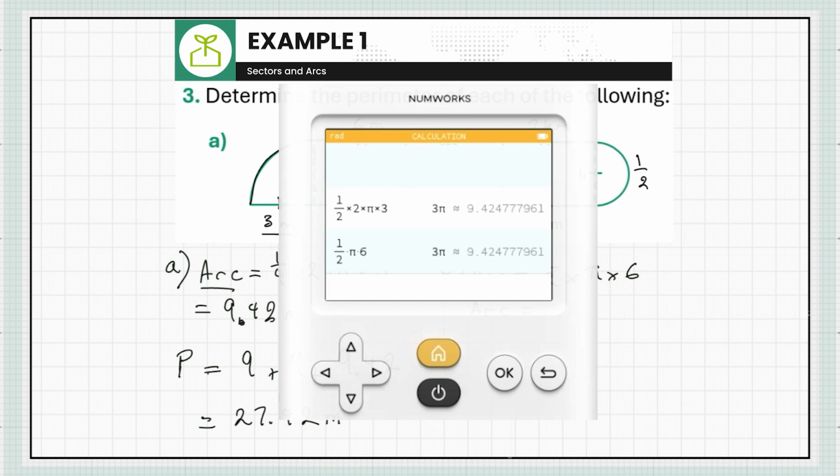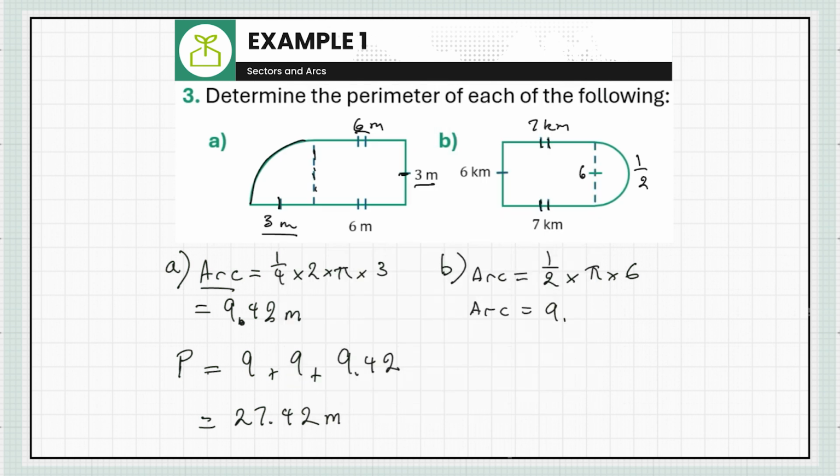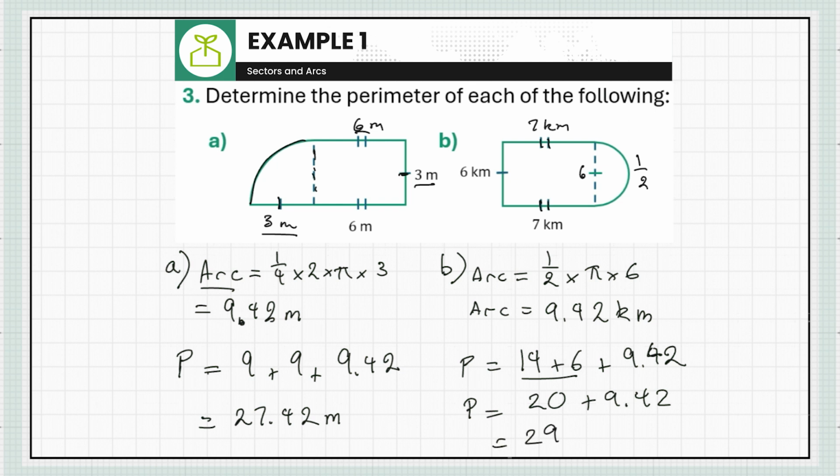So the arc length here is the same as the previous one, so it's going to be 9.42. But in this case, it's kilometers, and now we just have to add up our perimeter. So in this case, our perimeter is going to be equal to our 2 groups of 7, which is 14, plus our 6, and then our arc length is going to be 9.42. Alright. So our perimeter is equal to, well, these are 20 plus 9.42, which is equal to 29.42. And that is in kilometers.